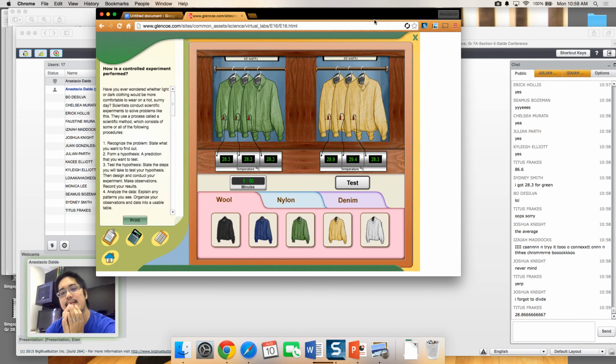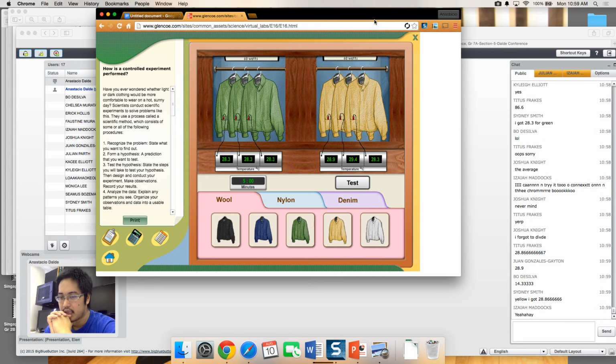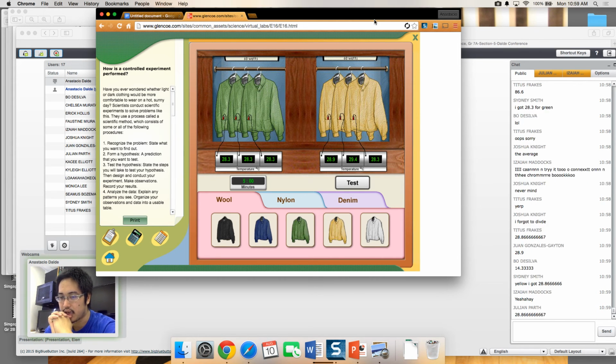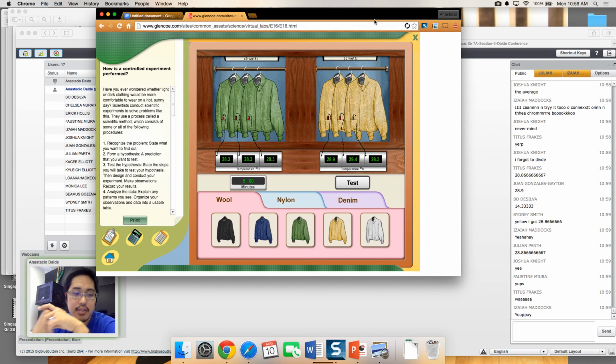Huh. You want to know something interesting? According to our data, the green jacket is cooler than the yellow jacket. Huh. That's interesting. I don't know why. It's interesting to me, but I don't know why. I don't know what the deal is with that. I mean, maybe that might be a small mistake.